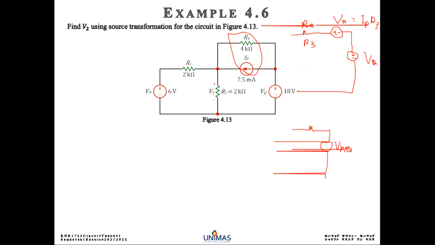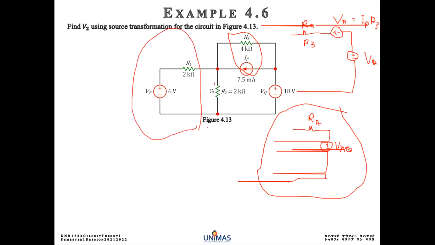You can see that both of the polarities are equal, so you just add the two VAQ. So you have your RA is equal to R3 now. So now what you can do is you transform this part into a current source and this part into a current source, and then you can combine the two current sources together, and you can find out V2 again.